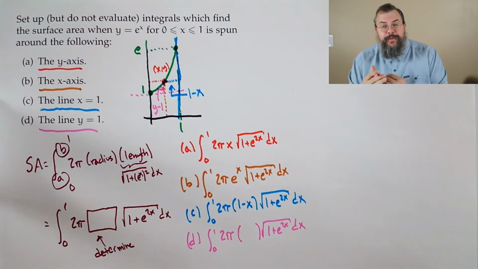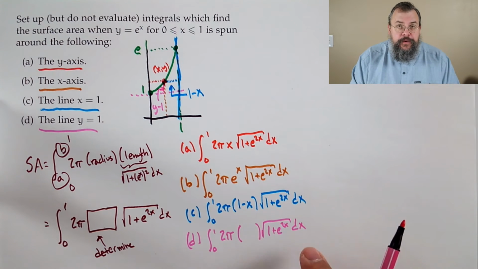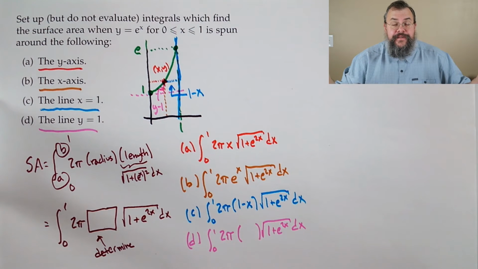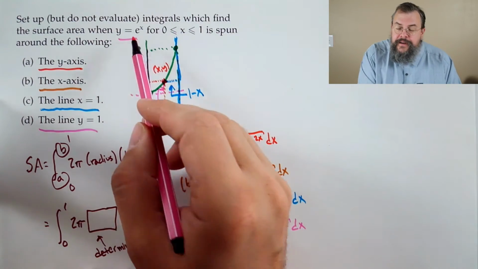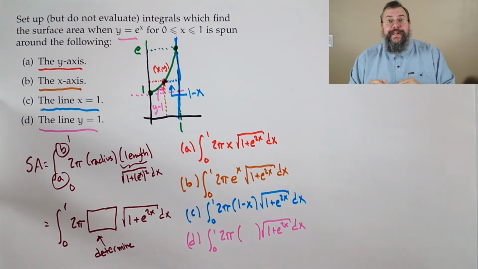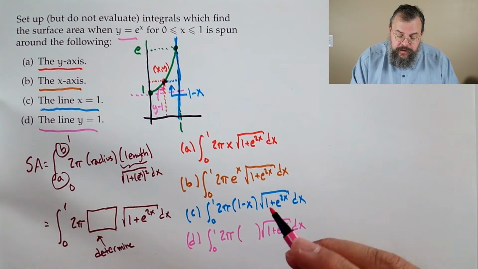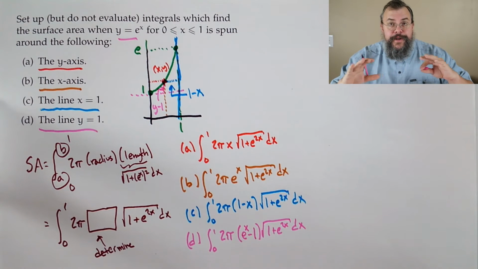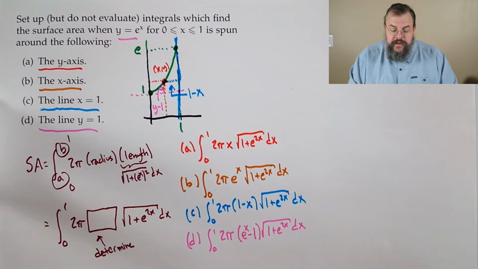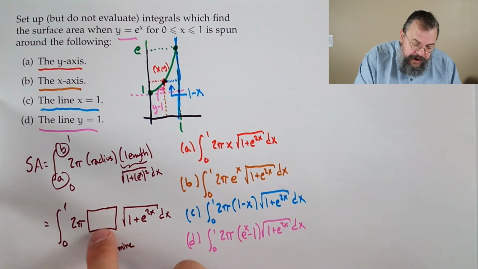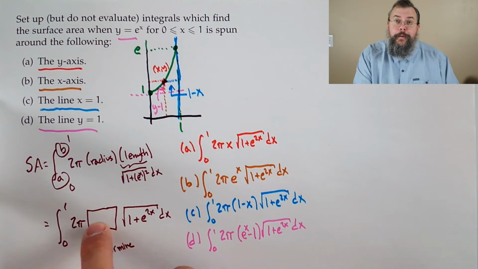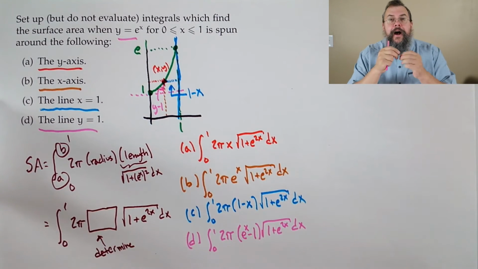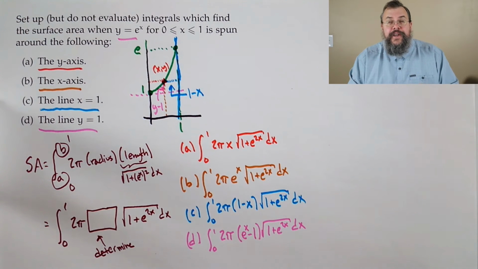But wait a second, we can't put it in terms of y because we're integrating with respect to x. So everything has to be in terms of x. But now we remember, oh, no problem. Y is e to the x, so y minus 1 becomes e to the x minus 1. And we're done. That's it. There we go. You see, again, really, it's what's in the box. That's the surface area. What's in the box? How far is it from my little tiny point to where I'm spinning? Once I know that, everything else is not so bad, at least in setting it up.